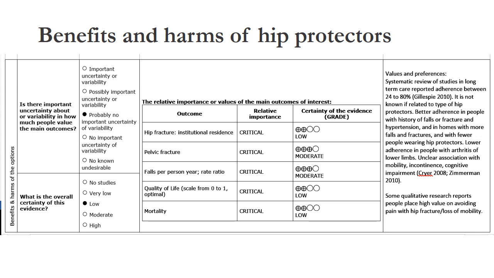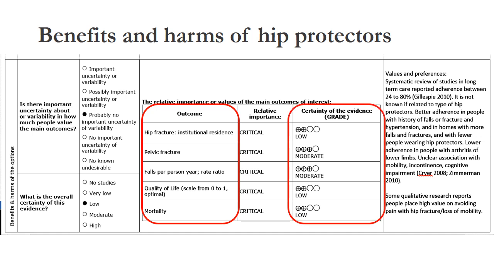Next, the panel considered the benefits and harms of hip protectors. In this case, we conducted a systematic review of the effects of hip protectors on hip fractures, falls, mortality, and so on. The evidence for each outcome was assessed, and it was moderate to low for most of the outcomes. And the panel decided that the overall certainty of the evidence was low.